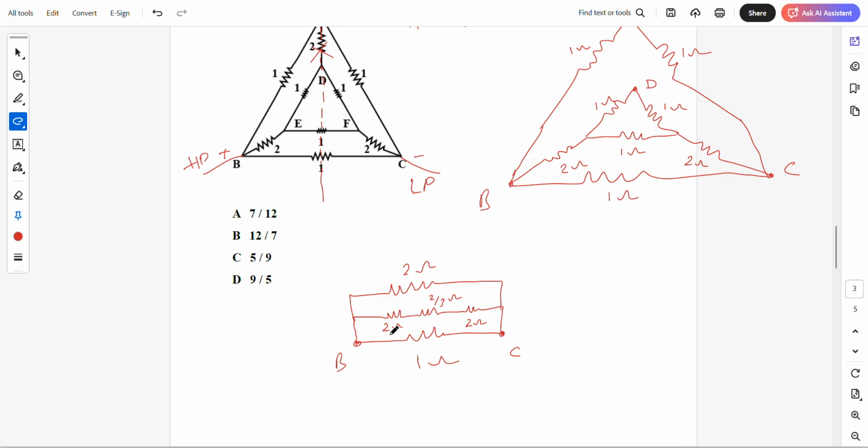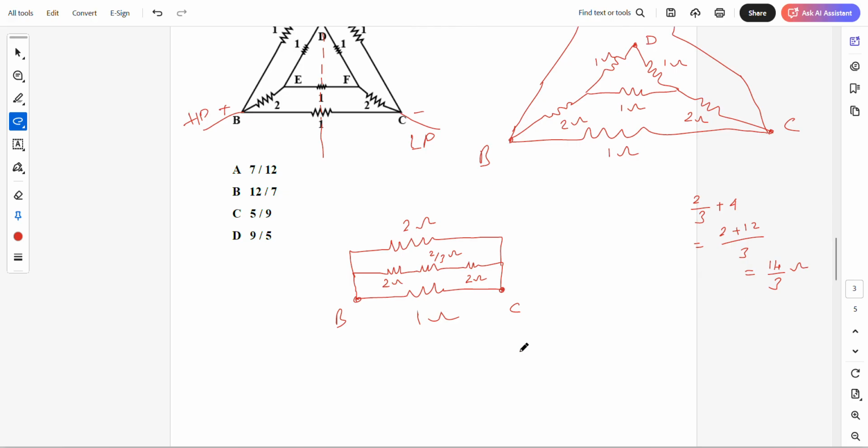So here what is 2 plus 2? 4. 4 plus 2/3, that is 2/3 plus 4, which is equal to 14 by 3 ohm, right? Between B and C, 14 by 3 ohm.